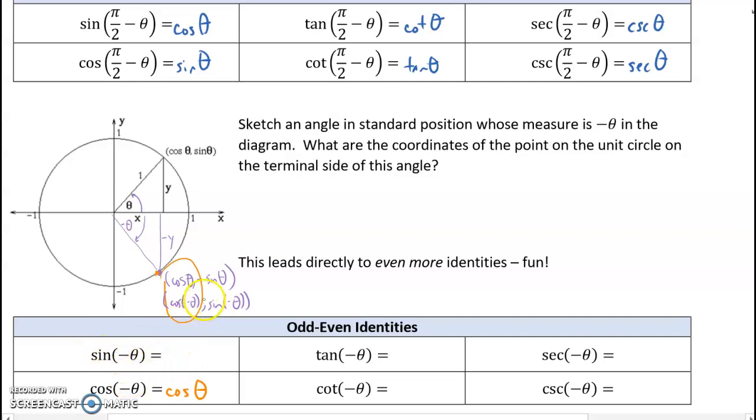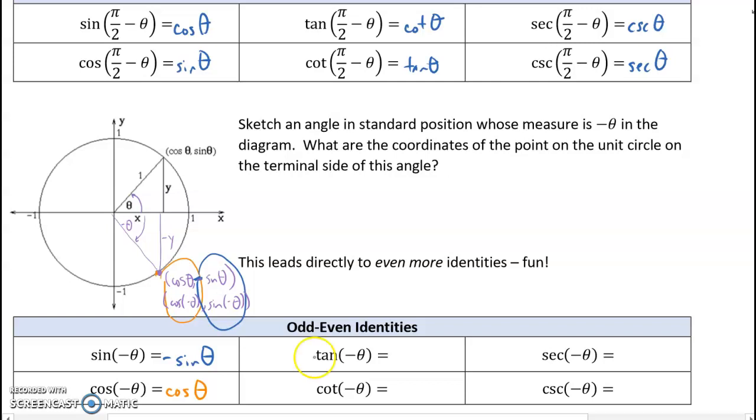So sine of negative theta is the same thing as, let's use blue here, these guys are the same. They're both the y-coordinates of this point, so the sine of negative theta equals negative the sine of positive theta. Aha! So one of these functions is even and one of these functions is odd. We'll talk about which one's which in a moment. Let's go ahead and see if we can figure out these other ones here.